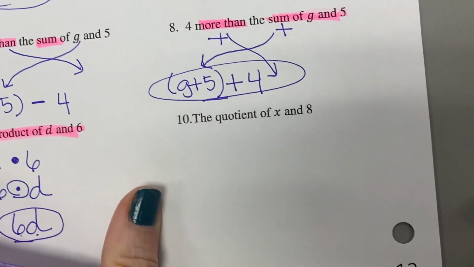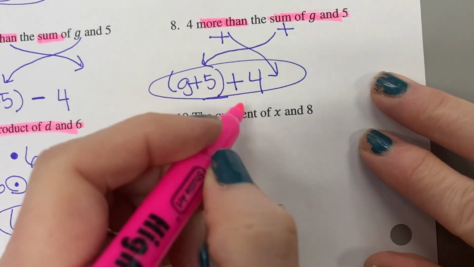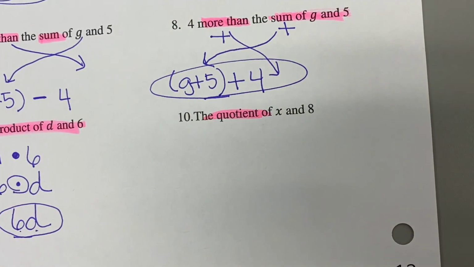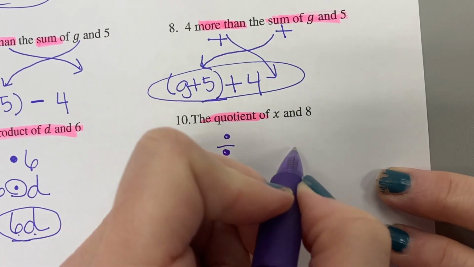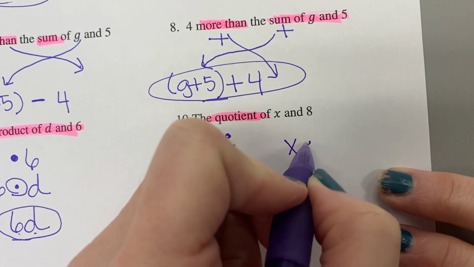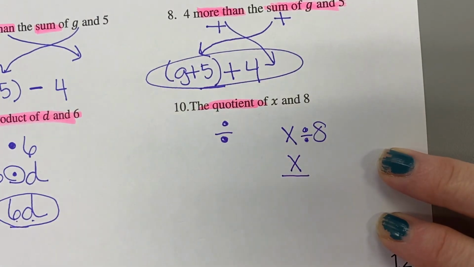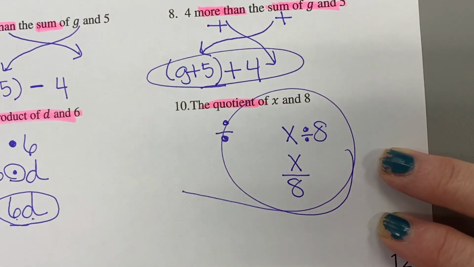And last but not least, the quotient of x and 8. Okay, there we're going to have division. So let's do x divided by 8, which of course we could write as x over 8. Either way.